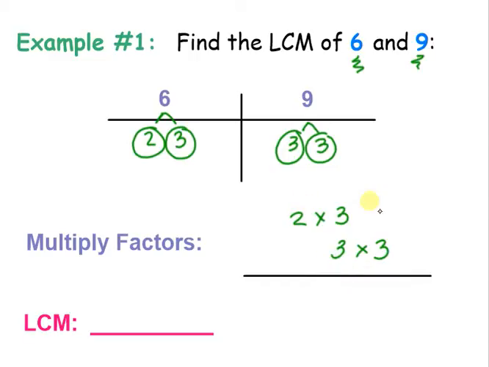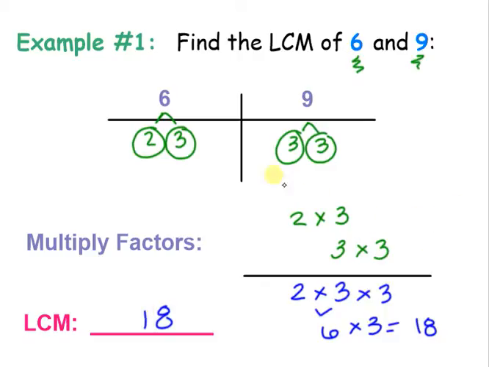Now I'm done, and all I do now is bring each number down. So 2 times, and I'm only going to bring down one 3 here, times, and then I'm going to bring down this other 3. Now I multiply this out. 2 times 3 is 6, times 3 equals 18. And so my LCM is 18. It's the same exact process as finding the greatest common factor, except instead of finding the pairs and bringing them over, I'm going to multiply out all the prime factors.